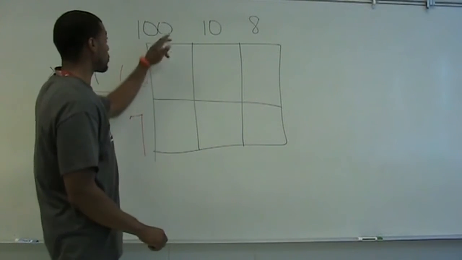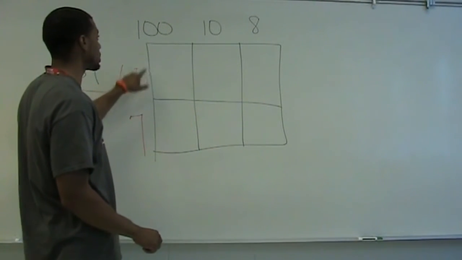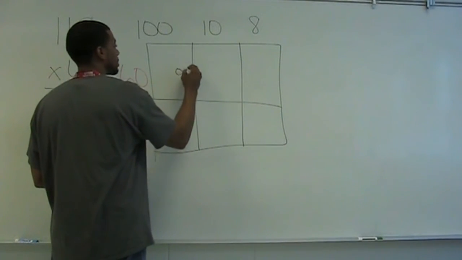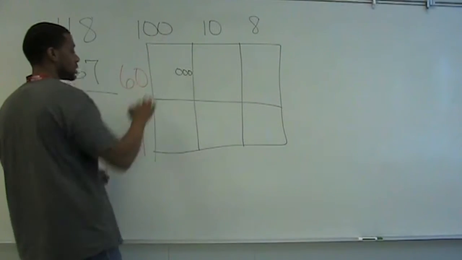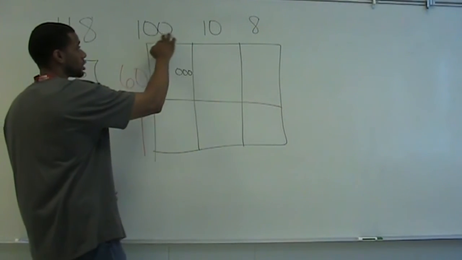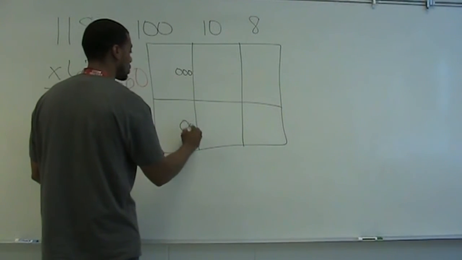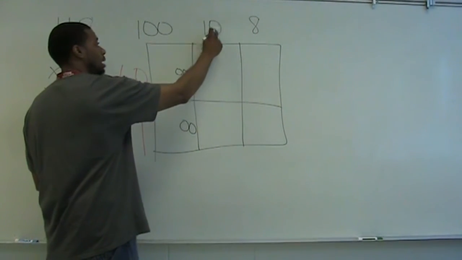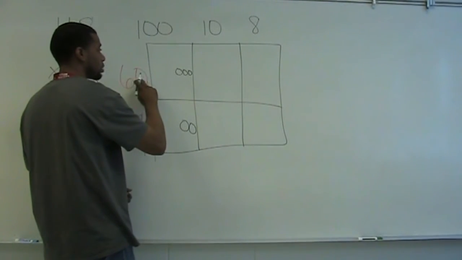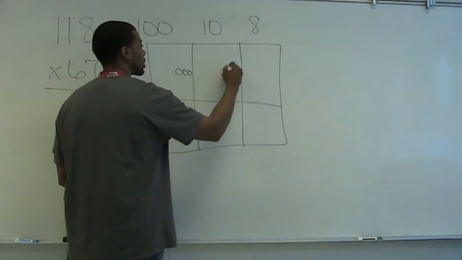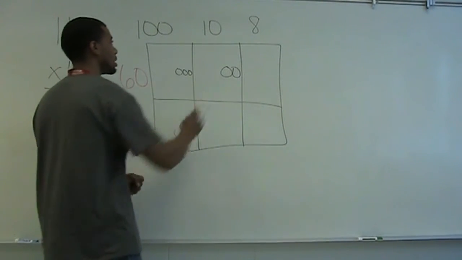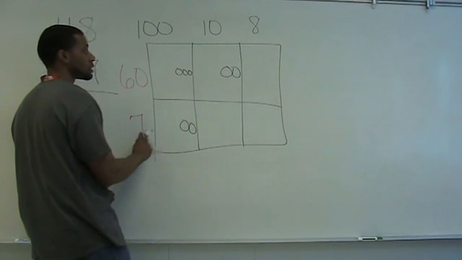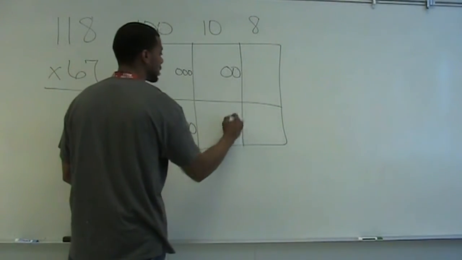Okay, so now we have 100 times 60. I have 1, 2, 3 zeros. I put those 3 zeros inside of my box. I have 100 times 7. I have 1, 2 zeros. I put those 2 zeros inside of my box. Now I go to 60 times 10. I have 1 zero here, another zero here, which gives me 2 zeros. I put those 2 zeros inside of my box. 10 times 7, 1 zero. I don't have any zeros here, so I put this 1 zero inside of my box.